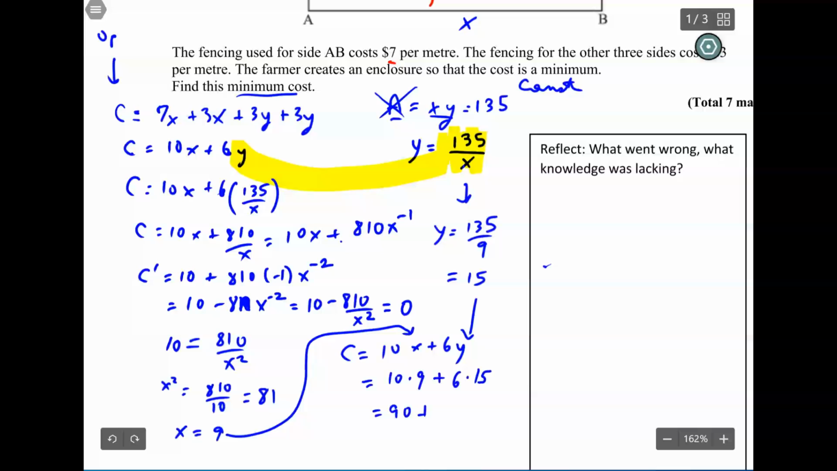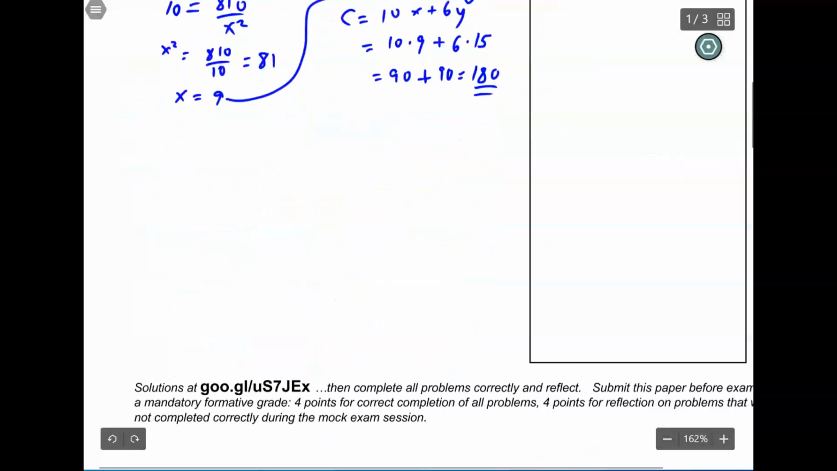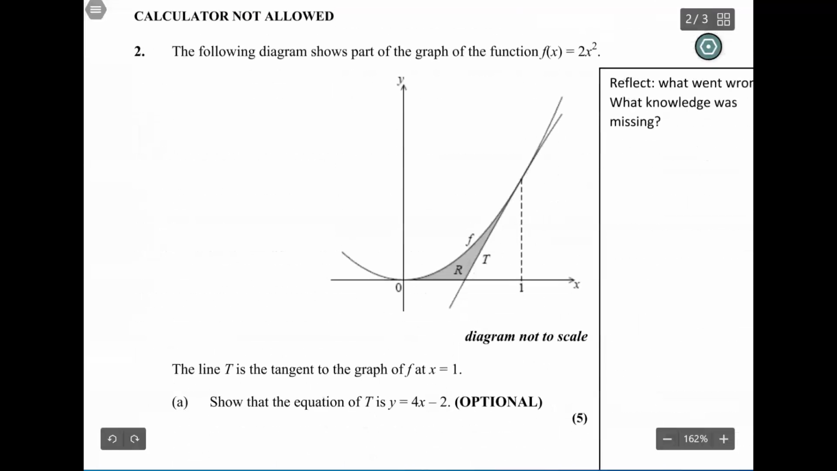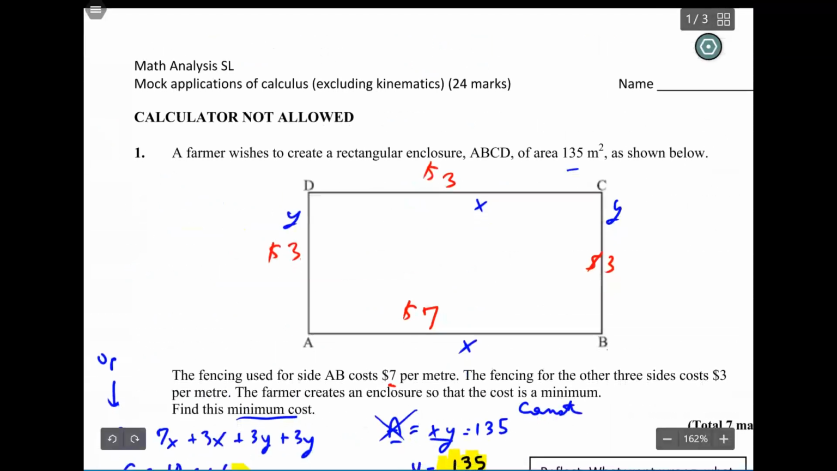90 plus 90 equals 180. So our cost, minimum cost, is $180. We're done. Okay. Let's go to the next problem. This problem is, and again, calculator not allowed. Forgot to mention in this first problem, calculator not allowed.